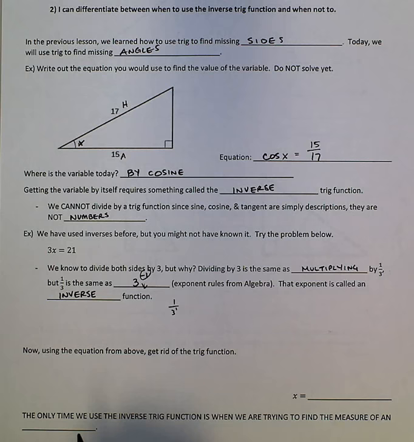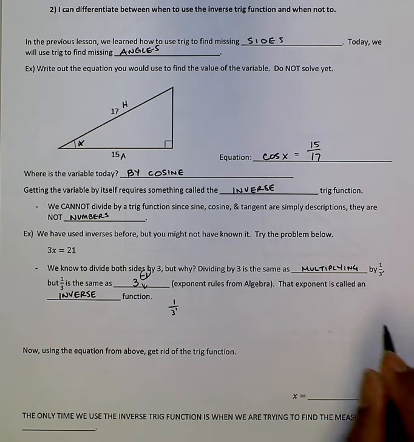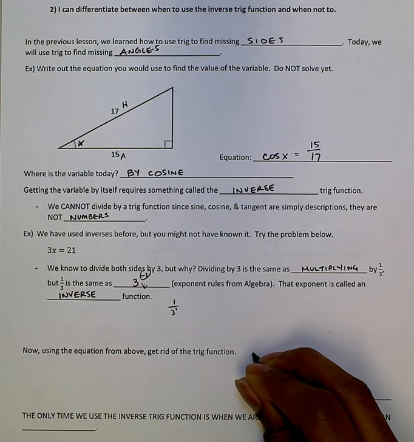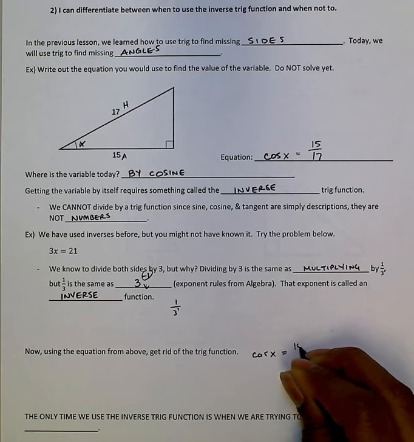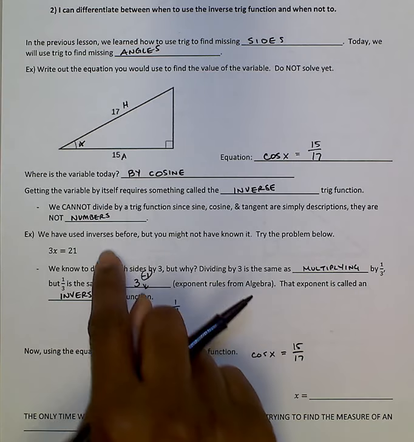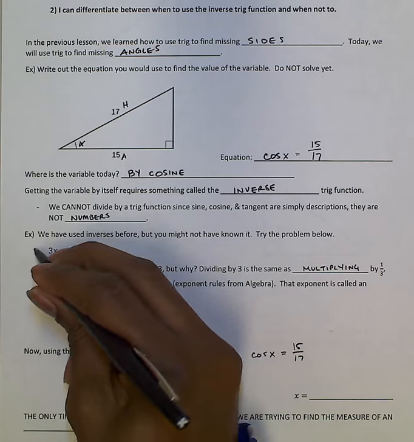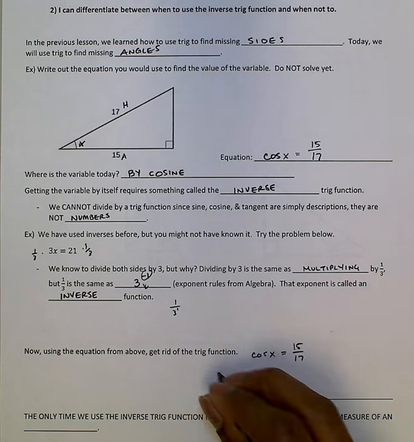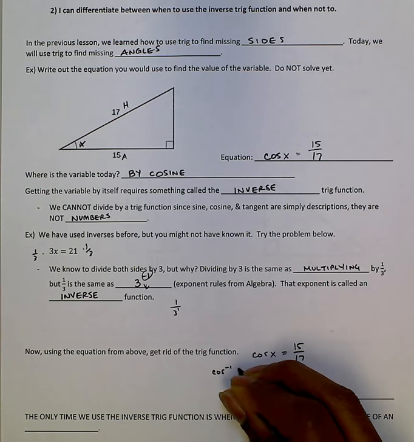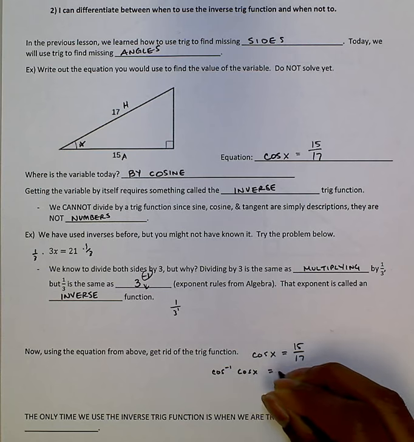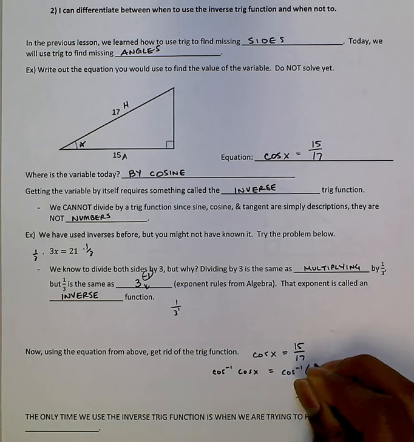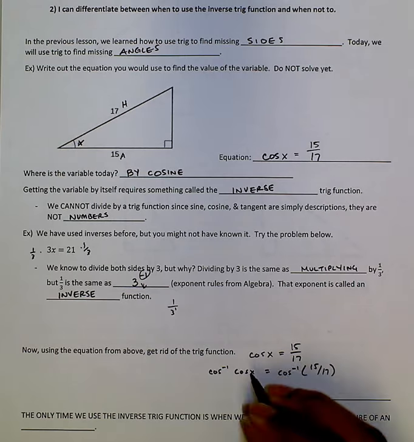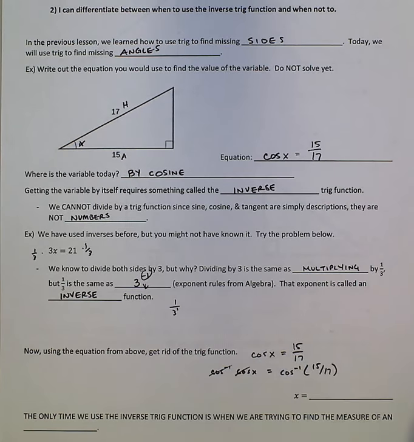Okay, and so now, using the equation from above, let's get rid of the trig function. And this is what we have. So our equation from above, and I'll just start here, was cosine x equals 15 over 17. Okay, in our algebraic problems, we said, okay, well, we have to multiply both sides by the inverse. Okay, in our trig functions, we're going to do the same thing. We have to take both sides by the inverse. Cosine inverse of 15 over 17. Okay, on this left side, we basically are able to cancel out the cosines. Cosine and its inverse cancel out.